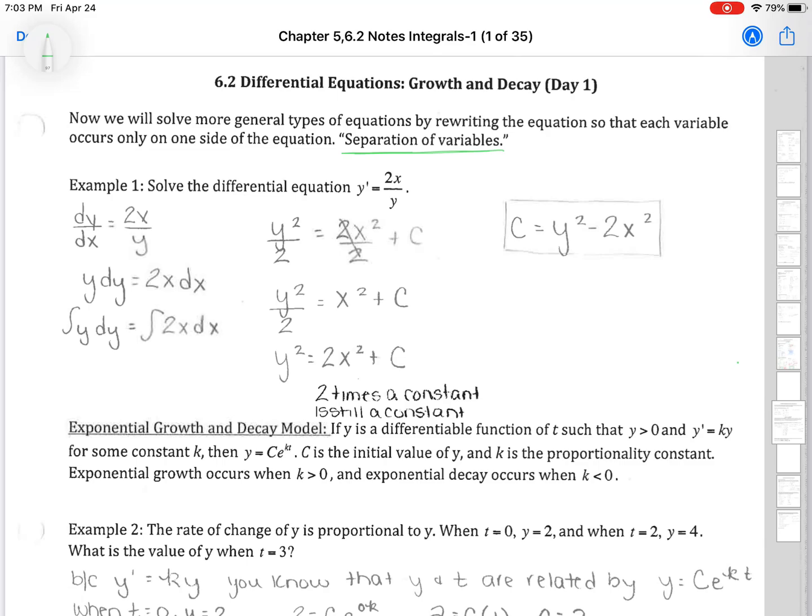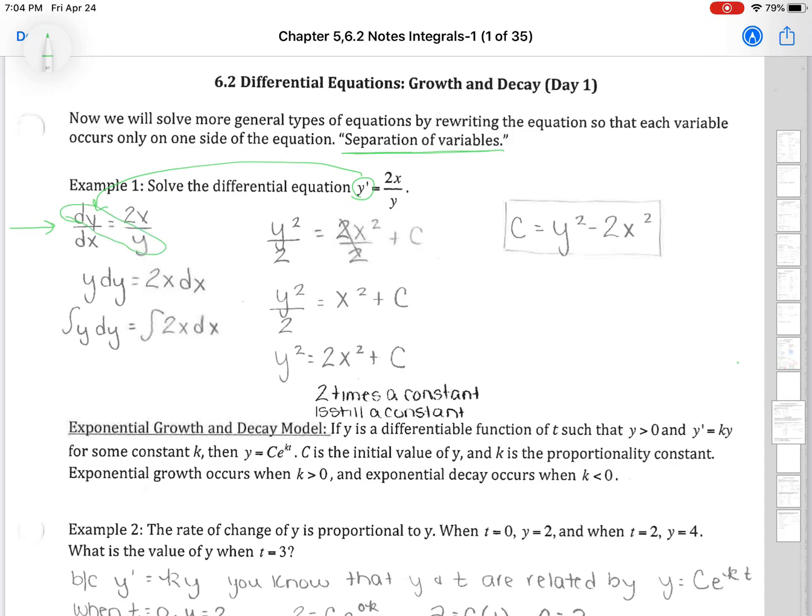So now we're going to solve more general types of equations by rewriting the equation so each variable occurs only on one side. This is called separation of variables. So when it says to solve the differential equation, first of all, y prime is the same thing as saying dy over dx. You're going to set that equal to 2x over y.